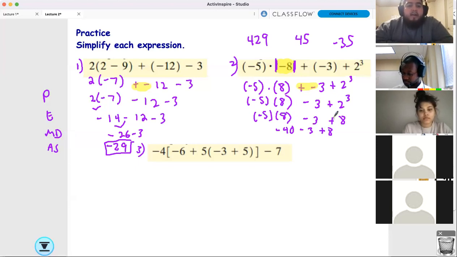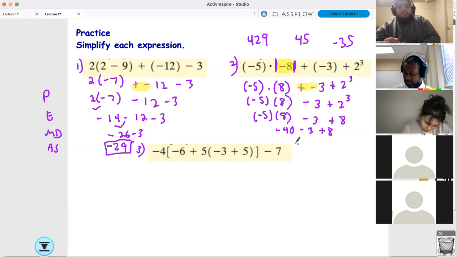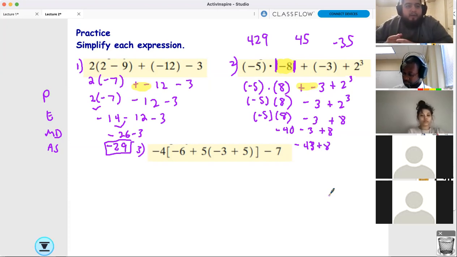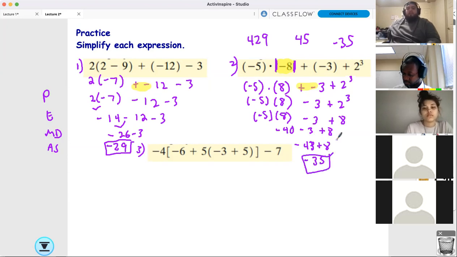And now we're gonna add and subtract from left to right. -40, guys. Do you have 40 in your account, or did you spend 40? We spent 40. -3, we spend an extra $3. So now we owe the bank 43. But we're gonna put in $8 because we're trying to get rid of our negative balance. If you owe the bank 43 and you deposited $8, what do you still owe? -35. There you go. Good job if you got -35.